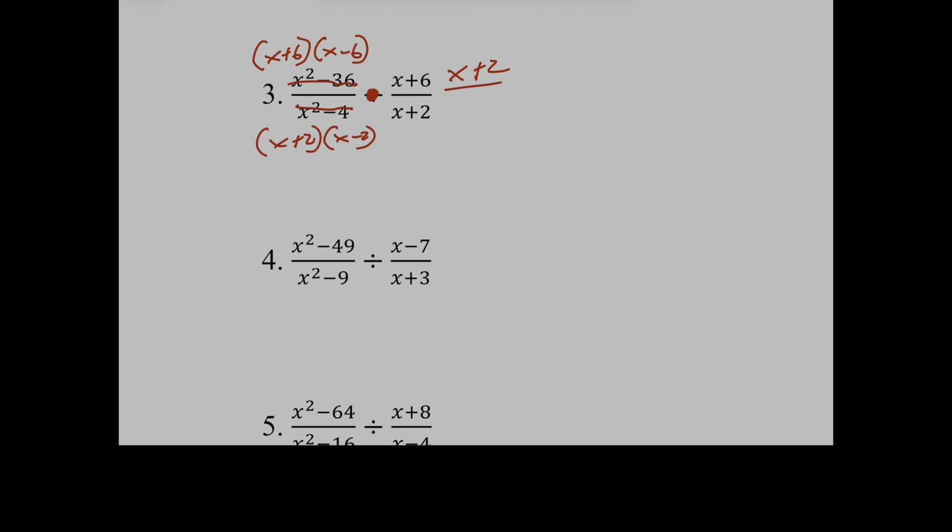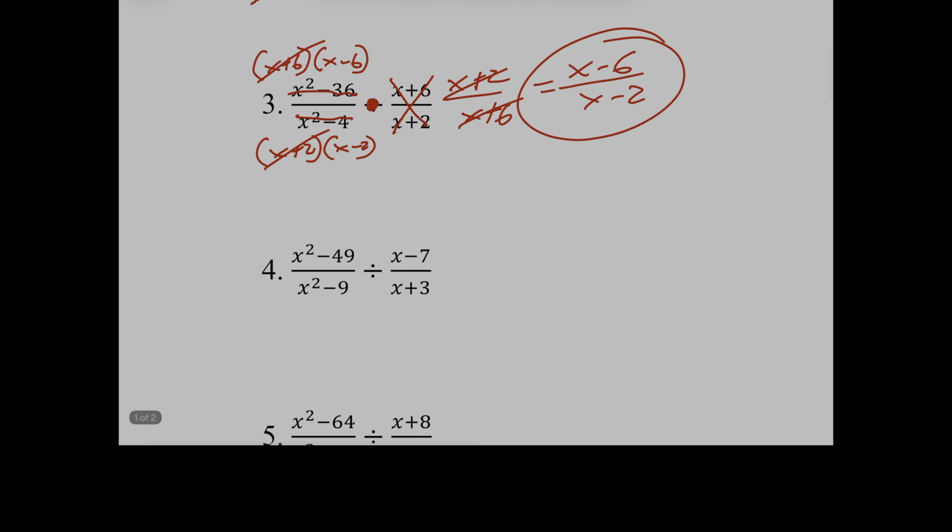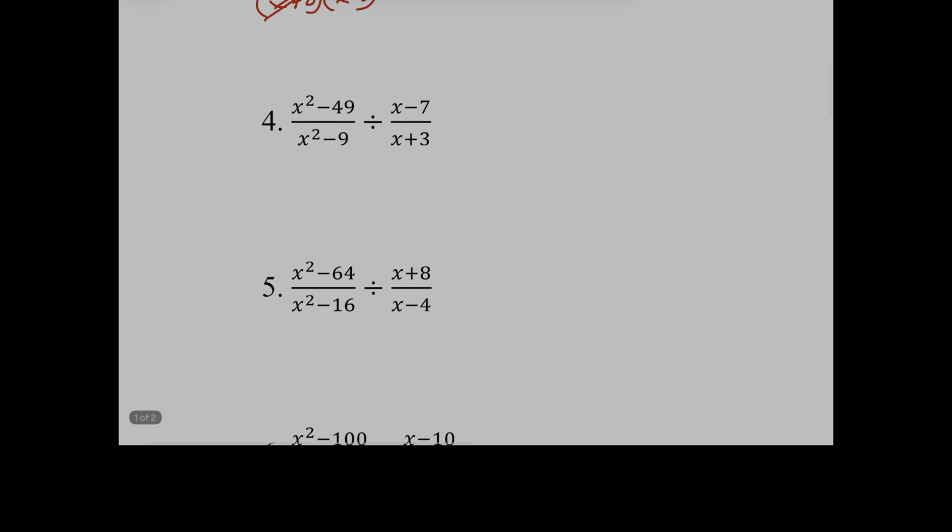X plus 2 on top and an x plus 6 on bottom because we did the reciprocal, because we are dividing. Now we do our canceling. X plus 6, x plus 6, x plus 2, x plus 2. My answer is x minus 6 over x minus 2. And I can't do anything with the 6 and the 2 either, even though 6 over 2 is 3, because they're attached to a minus sign, so you can't.